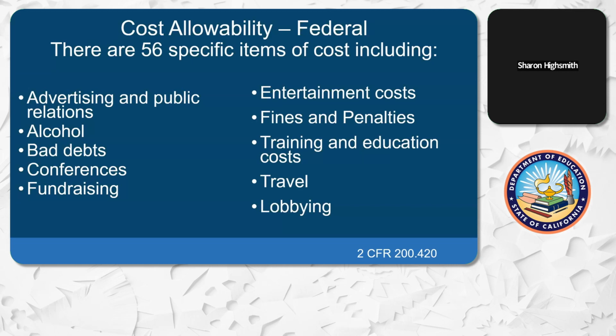If you are unsure of a cost, please refer to the Code of Federal Regulations 200.475 for meals, and then just generally Code of Federal Regulations 200. It identifies a lot of costs. So if you're unsure about a cost, please refer to that.